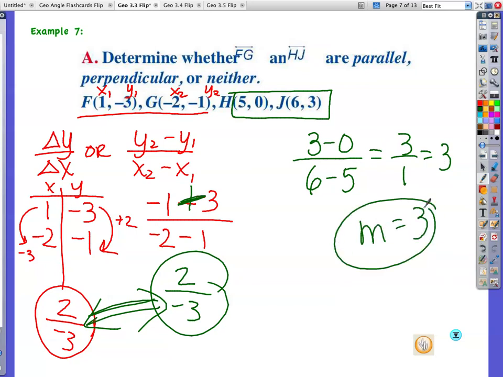Is there a relationship? Are they going to be parallel? No, the slopes are not the same. Are they going to be perpendicular? Meaning, are they opposite reciprocals? And no. So this is going to be a case where they're neither. They're just like two random lines that just ran into each other. Nothing special about them.